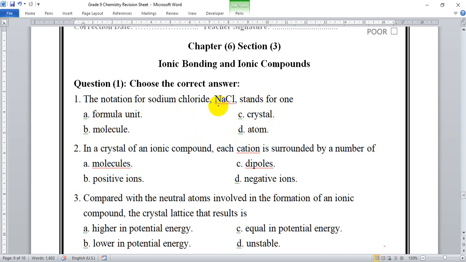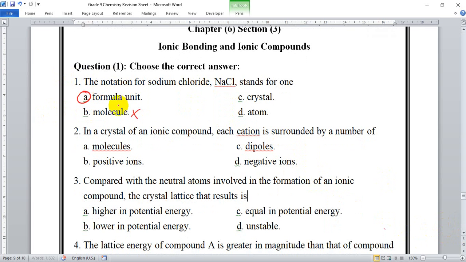You know that NaCl is an ionic compound. So ionic compound, no molecules. So NaCl represents what? Formula unit. The simplest ratio between the atoms involved in the crystal.